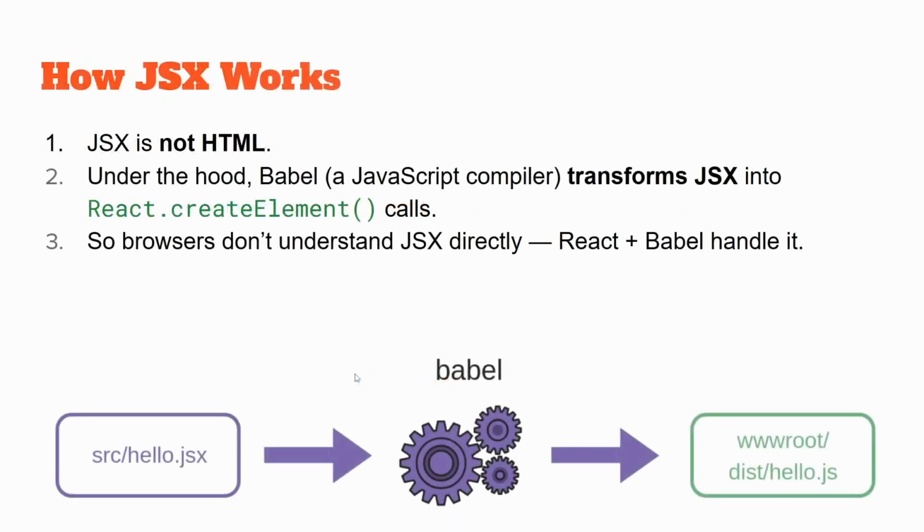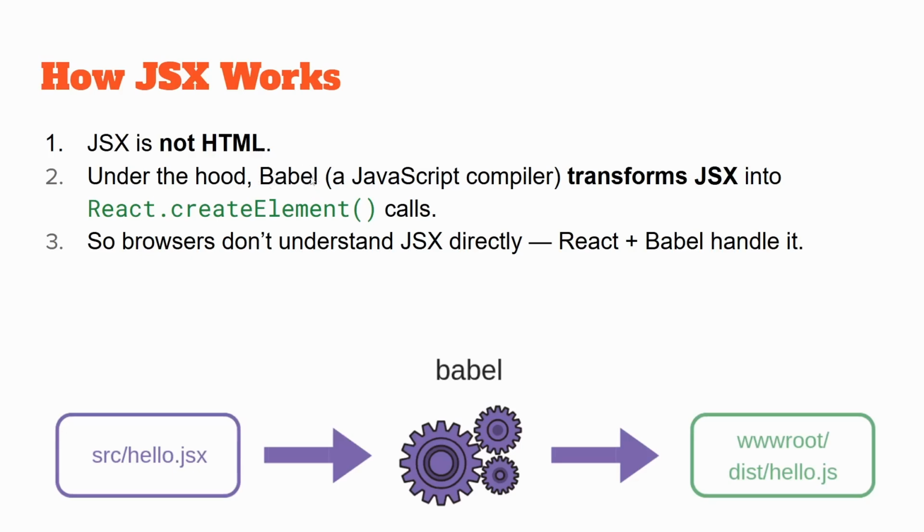So how does JSX work? Okay, so you create your UI with the help of JSX. Obviously it is not HTML, but it looks like HTML. So since it is not an HTML, but the browser needs an HTML to run, right? So there has to be a transpiler or JavaScript compiler which converts or transforms this JSX code into corresponding React create element calls, right? So that is done by a JavaScript compiler called Babel.